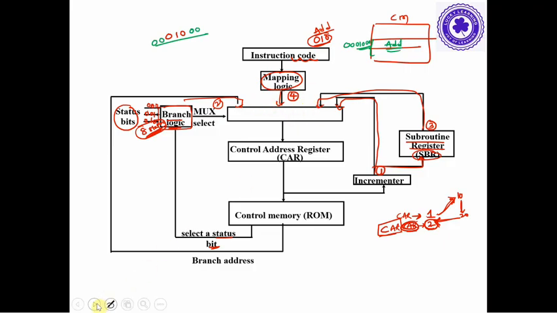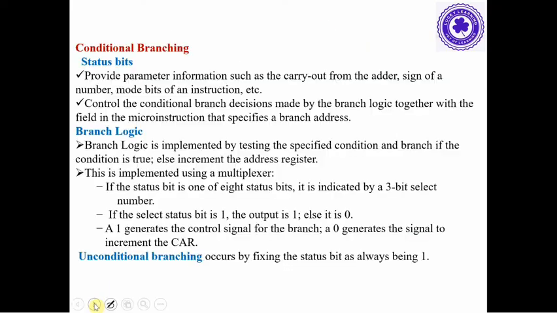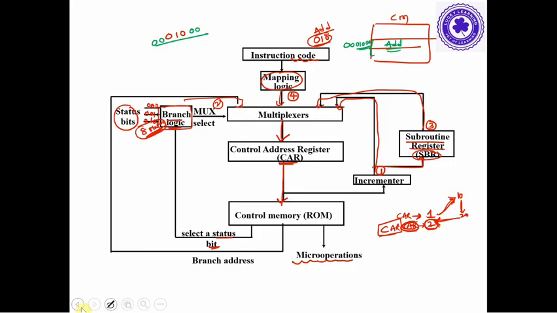To select one of the possibilities among the four, it uses a multiplexer circuit. The multiplexer circuit will select one among the four, and that one will be loaded into the control address register. Based on this address value, it is going to read a control word from the control memory, which is going to issue the micro operations for execution of that micro instruction. This is what is called the address sequencing circuit in the control memory.